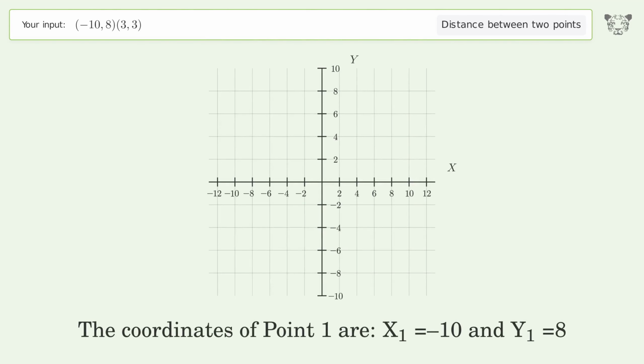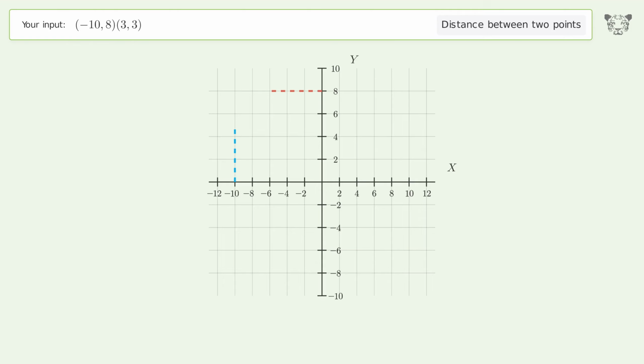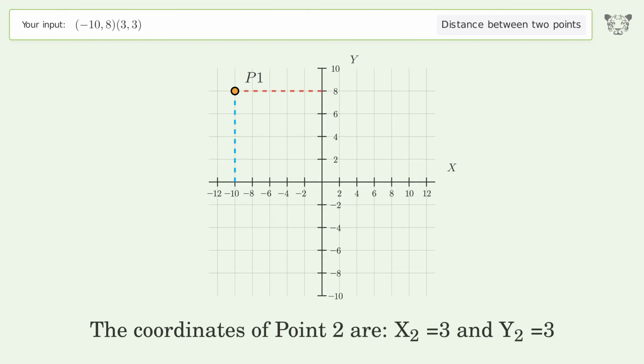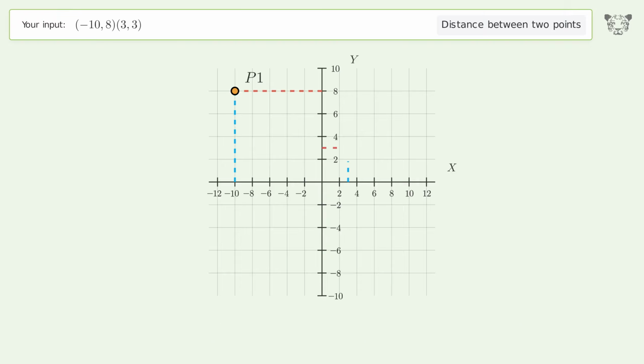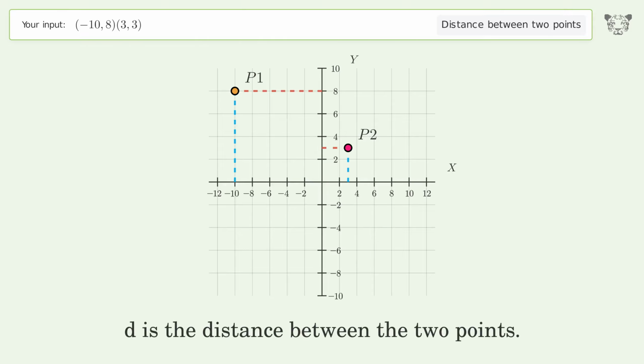The coordinates of point 1 are x1 equals -10 and y1 equals 8. The coordinates of point 2 are x2 equals 3 and y2 equals 3. D is the distance between the 2 points.